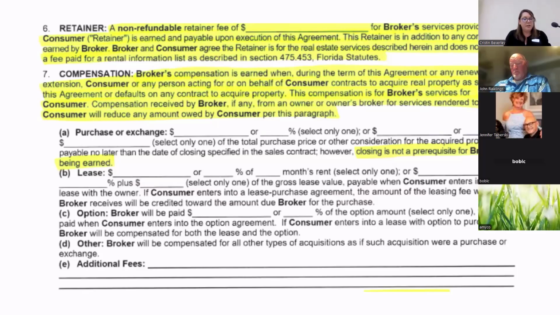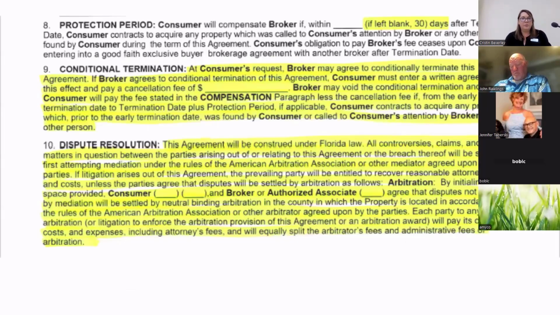All right, so moving on to number 8, this is a protection period. The consumer will compensate the broker if left blank 30 days after the termination date. I think it's really great that they added this 30-day option in here. Because it wasn't there before. And I've seen protection periods be up to a year or more, which seems a little bit unfair.